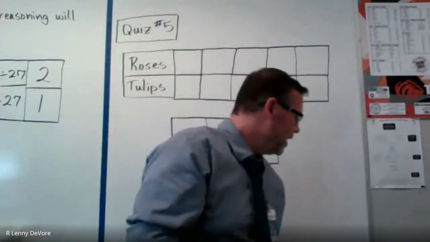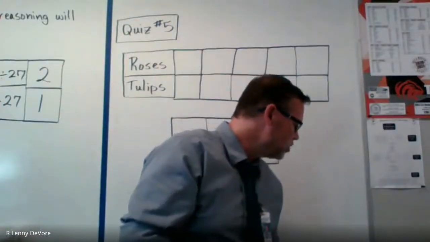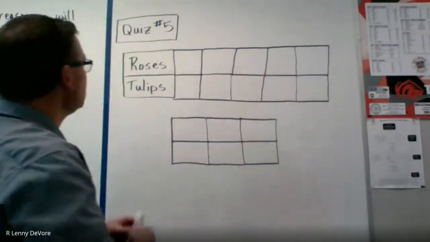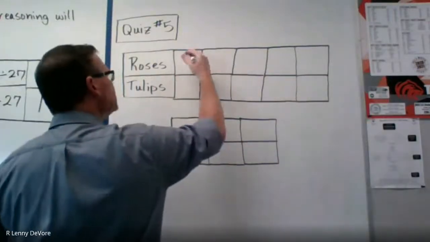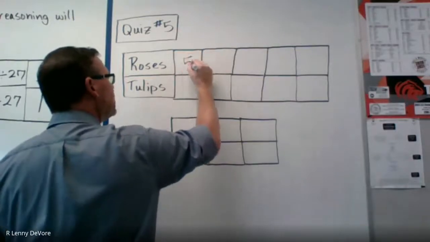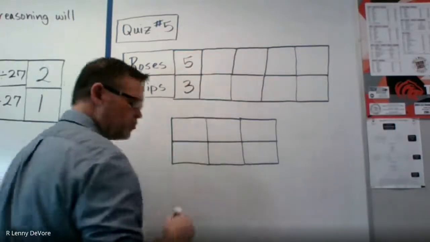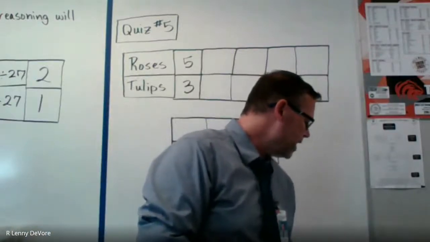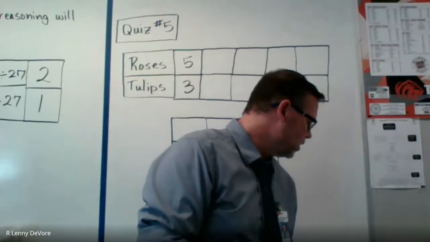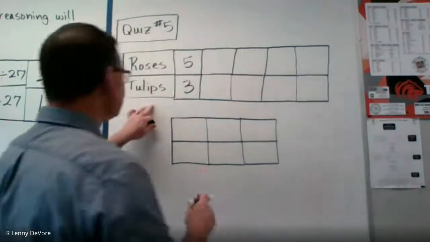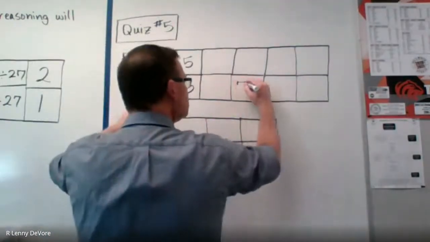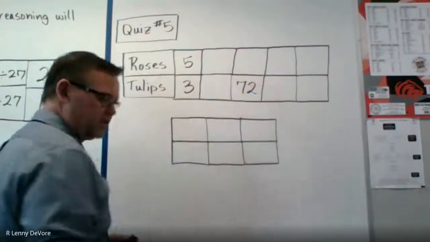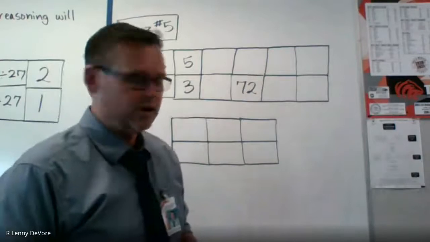It says, in a florist shop, the ratio of roses to tulips is 5 to 3. So you can see what I'm going to do is roses to tulips, 5 to 3. Okay, so that's the way we line it up. The shop has 72 tulips on Friday morning. So I'm going to put 72 here so I can figure out what do I need to multiply this by to get 72. You see what I'm doing here?